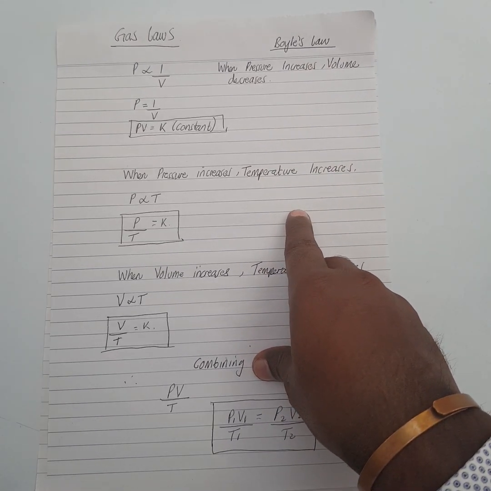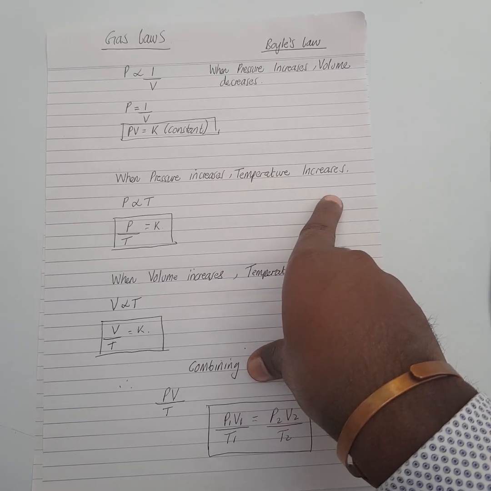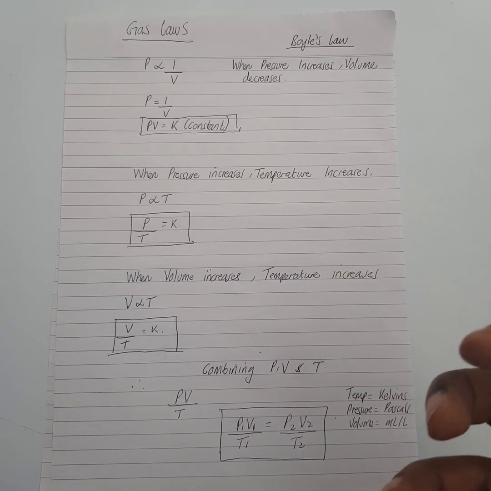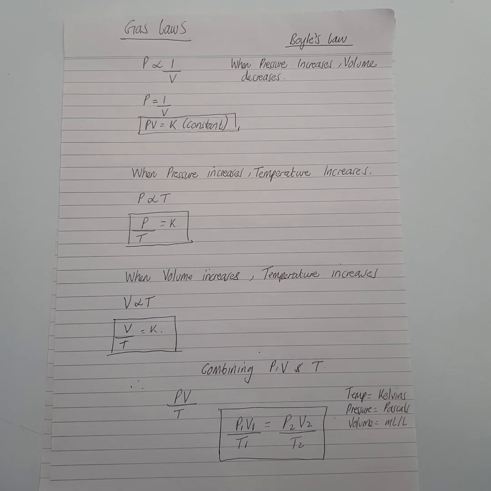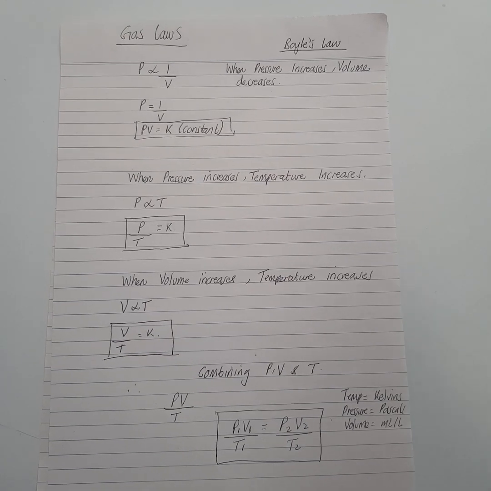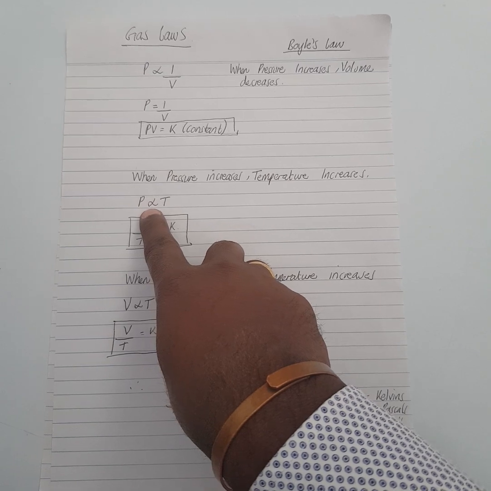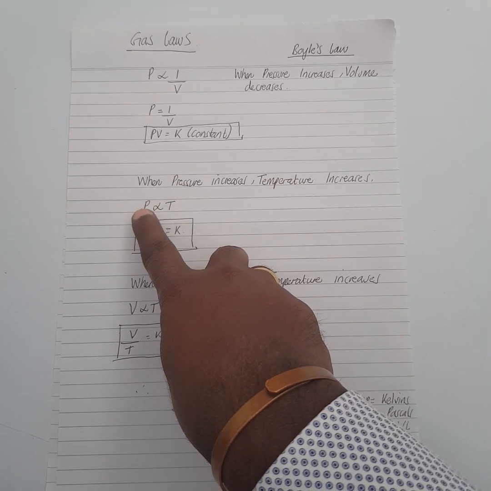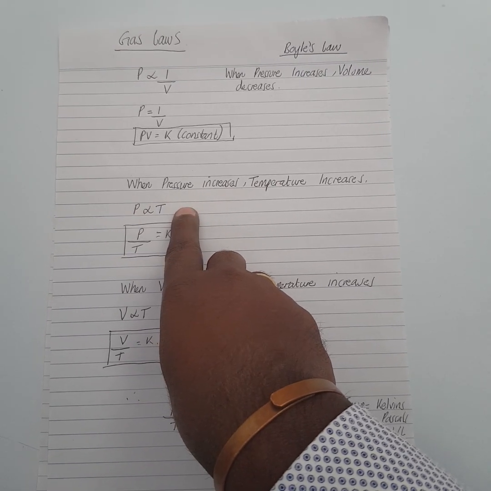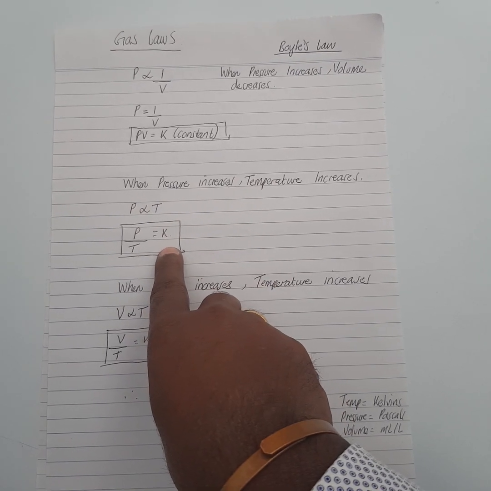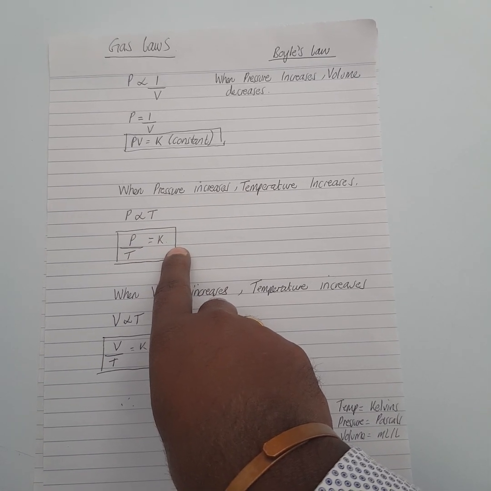All right. If you look at the second one, what it basically states is that when pressure increases, temperature increases. Please note, we're referring to gas laws. We're only referring to gases. This does not apply to solids or liquids. And what that means is, if we were to represent that mathematically, pressure is proportional to T, which means when P increases, T is also going to increase. When P decreases, T is going to decrease. And if we represent that mathematically, that's going to be P over T equals K.